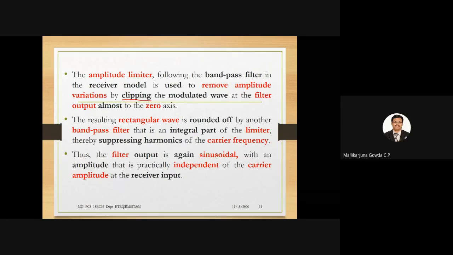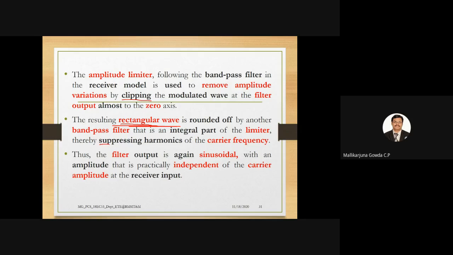Fine. Then if I do that, I will get a rectangular waveform, isn't it? If I remove any variations in the amplitude of the frequency modulated signal, I will get a pure rectangular waveform, right? So that will be rounded off by another band pass filter. Means the limiter circuit will also have one more band pass filter, which is an integral part of the limiter circuit. So the limiter removes the amplitude variations by the clipping operation, and along with that it has a band pass filter that will be suppressing the harmonics.